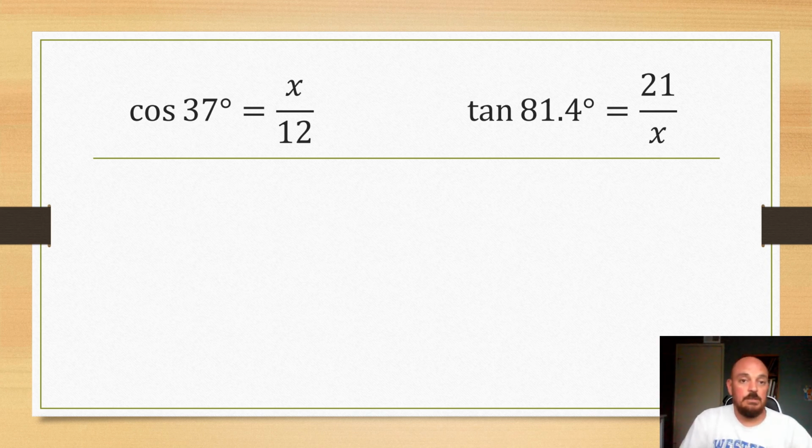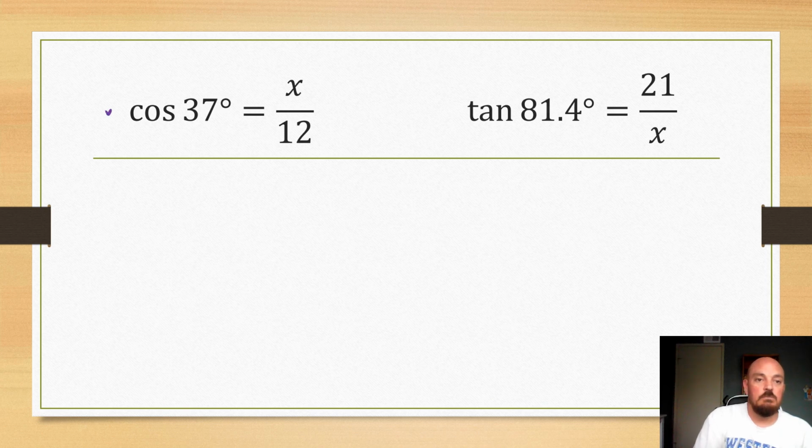Let's start with the easy one. I said the first one where x is on top is easier. The reason it's easier is if I'm trying to solve for x and I have x over 12, x over 12 means divided by 12. And you can cancel out a divided by 12 with a times 12. So the first one I can solve in one step.